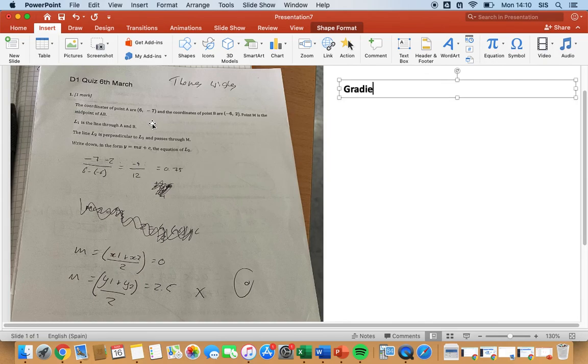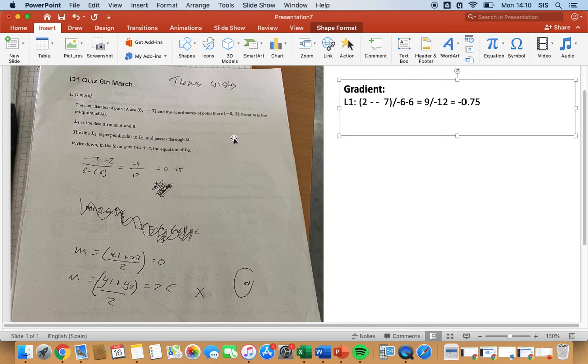Okay, so the first thing we always do for straight lines is calculate the gradient. We're going to first of all calculate the gradient of L1. We need to do the difference in y's, so we do 2, which is this number here, minus 7, which should become a positive, divided by minus 6 minus 6. So that's going to give us 9 over minus 12, which simplifies to minus 0.75 or minus 3/4.